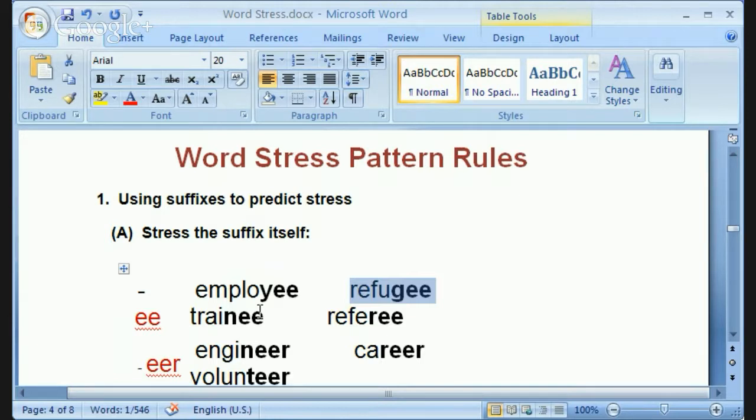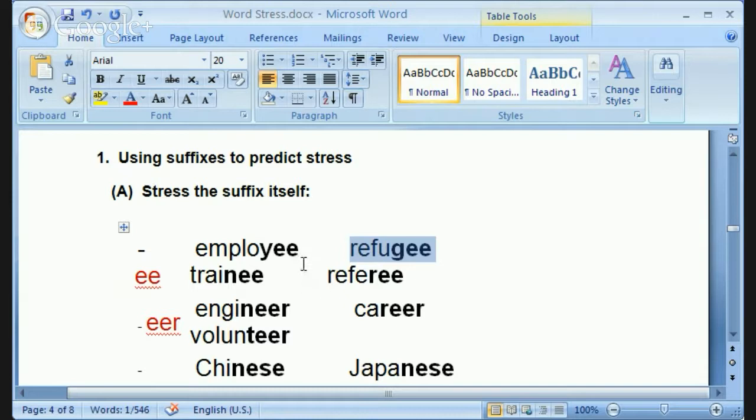What happens with this particular suffix? And this is highly unusual. The stress moves to the last syllable, to the actual suffix itself. All right. This is actually quite rare. What kinds of words are these, Irving? Do you know? Is it a noun, an adjective, an adverb, or a verb?